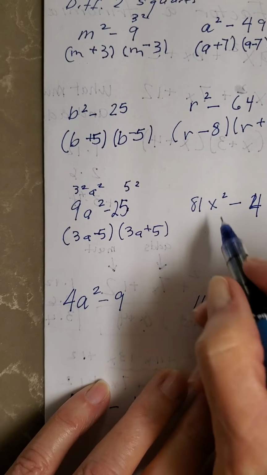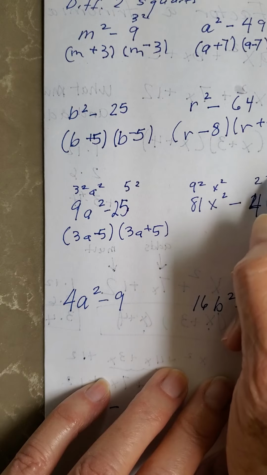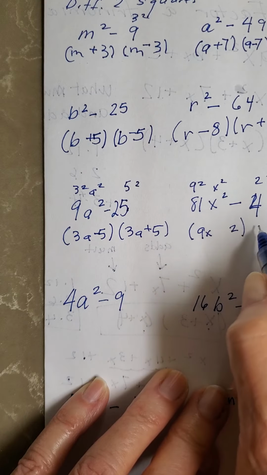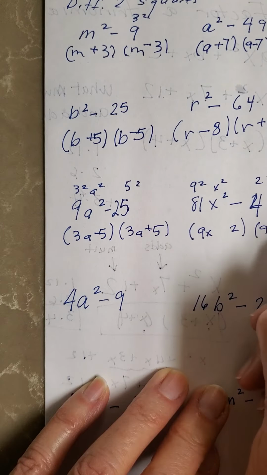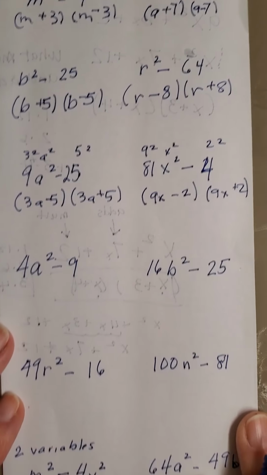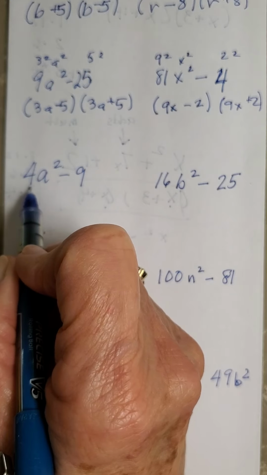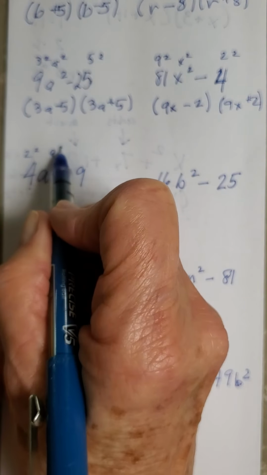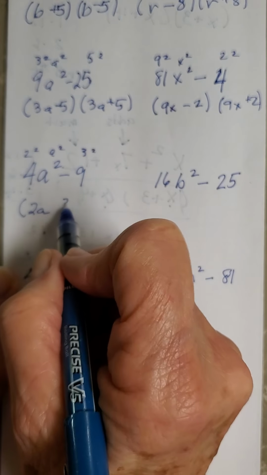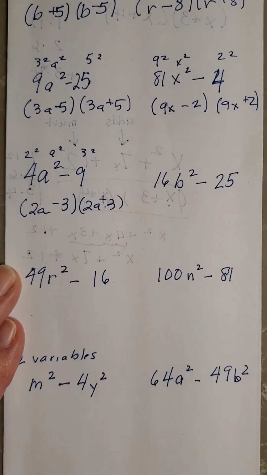Okay? Next one, 81, 9 squared, x squared, 2 squared. So our factoring is going to be 9x and a 2, 9x and a 2, one's a plus, one's a minus. Okay. 4 is 2 squared, a squared, 3 squared. So we have a 2a and a 3, 2a and a 3, one's a plus, one's a minus.